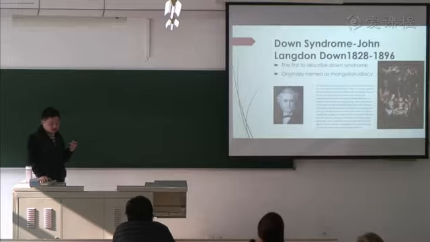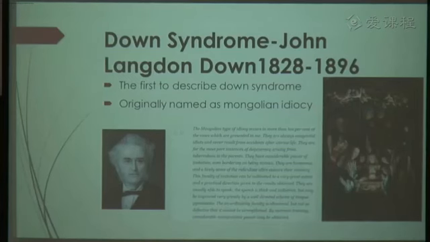It was discovered by Sir John Langdon Down in the 19th century. He was the first physician to describe this syndrome. That's why it's called Down syndrome. Actually, the name was only recently adopted by the WHO, and originally it was named Mongolian idiocy because the face of this type of Down syndrome patient resembled the face of Mongolia, like a flat, very broad face.